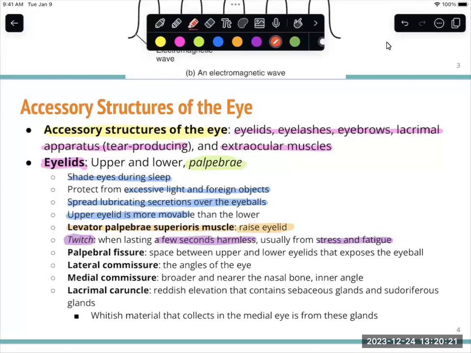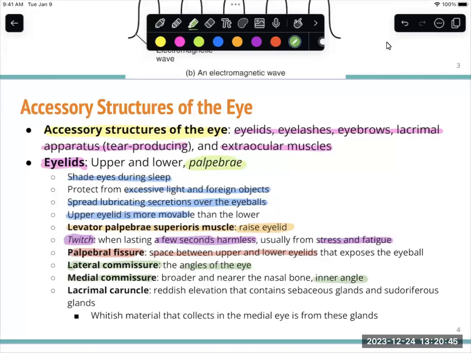I had mentioned that palpebral fissure, which is that opening between those two eyelids. There's a lateral commissure, which is just the angle of the eye. We have a medial commissure, which again is that inner angle. And then we have a lacrimal caruncle.